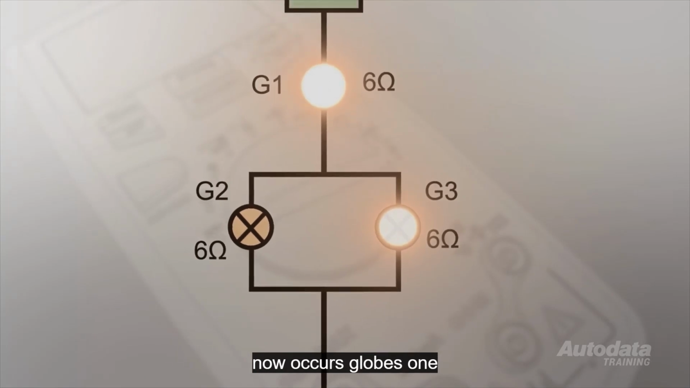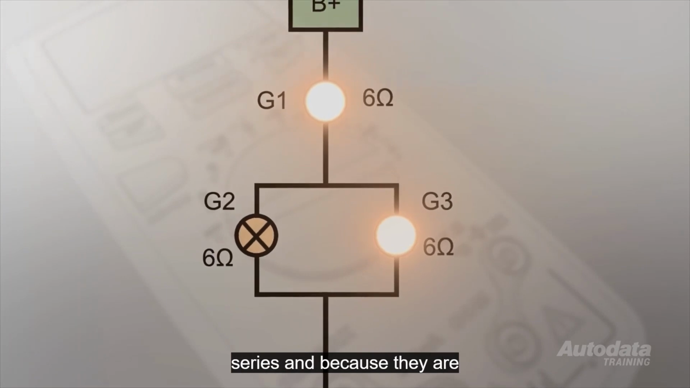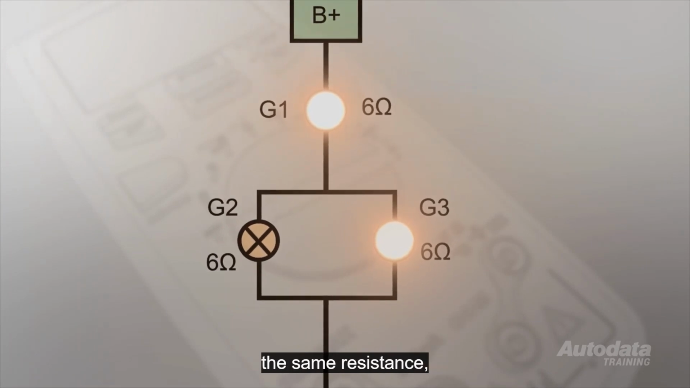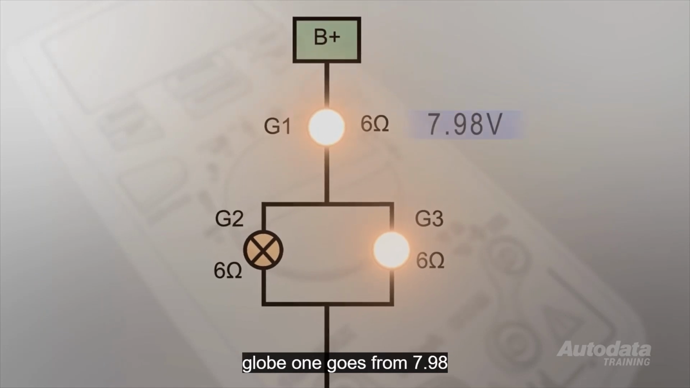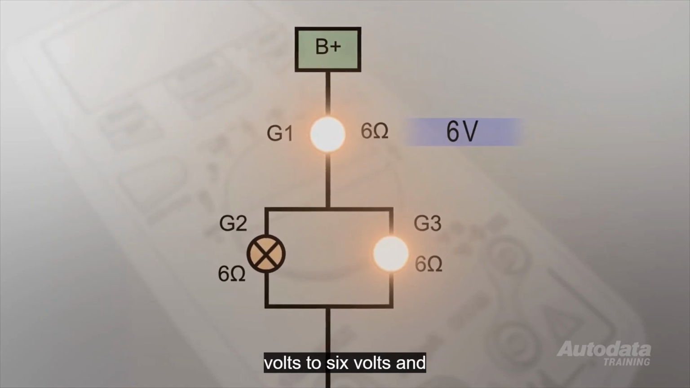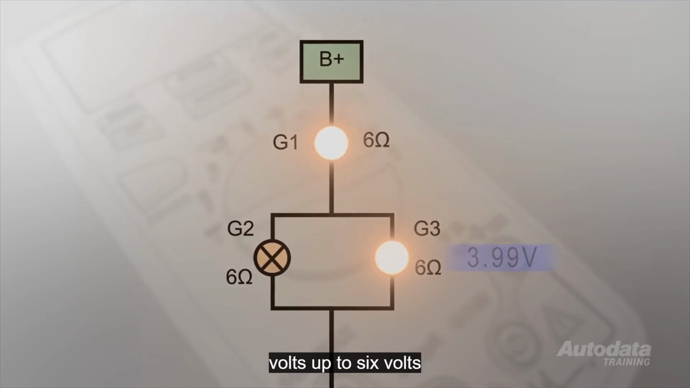An interesting thing now occurs. Globes 1 and 3 are now in series, and because they are the same resistance, they will share the voltage equally. So globe 1 goes from 7.98 volts to 6 volts, and globe 3 goes from 3.99 volts up to 6 volts. In other words, globe 1 will get dimmer and globe 3 will get brighter.